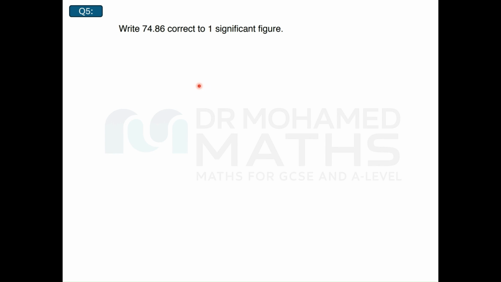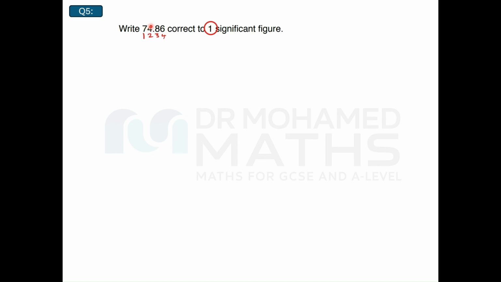Come to the other question here. It's asking you to write 74.86 correct to one significant figure. So again, it will be the same. So how many figures do we have? It has 4 significant figures, 1, 2, 3, 4. But it asks for one significant figure. That means I have to look at this one and check the second one. Is it equal to 5, greater than 5, or less than 5?